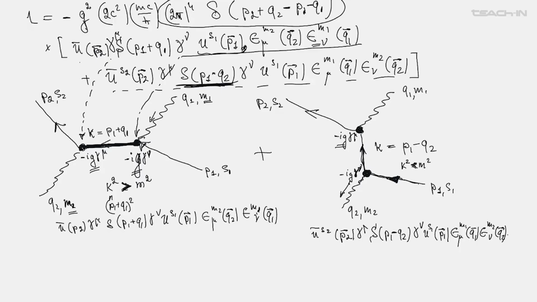The particle which propagates in between the vertices in this graphical interpretation is a virtual electron, whose momentum squared is either bigger than the mass squared of the electron, in the first diagram, or smaller than the mass squared of the electron.